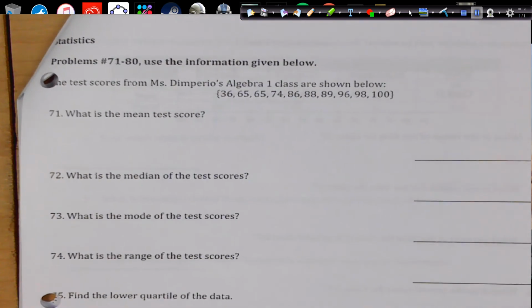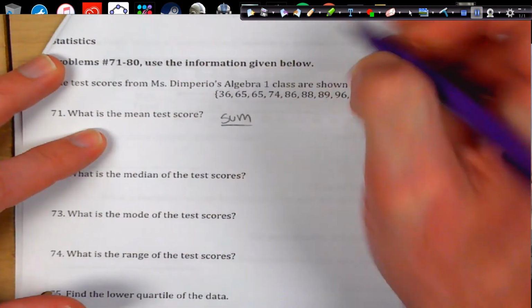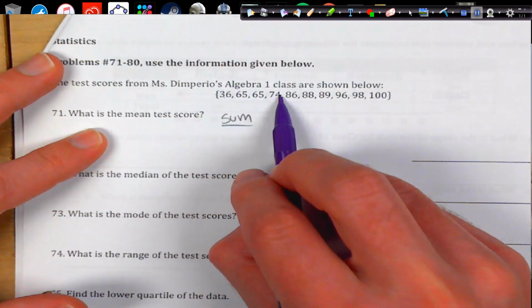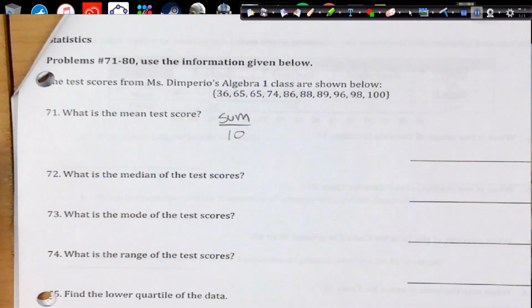Okay, 71 through 80. Test scores. Okay, for the mean, we got to find the sum and divide it by 1, 2, 3, 4, 5, 6, 7, 8, 9, 10. Okay, so I'm going to do that real quick.